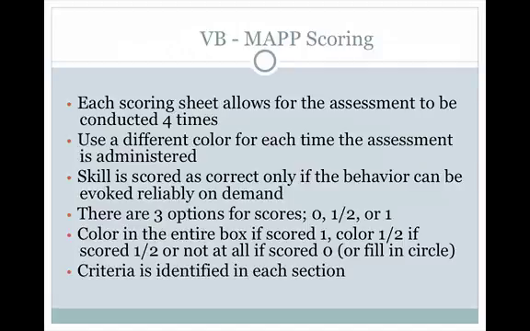Just like in the ABLES, the scoring sheet will enable you to use this multiple times. And just like the ABLES, you'd use a different color each time the assessment's administered. The skill is scored as correct only if the behavior can be reliably demonstrated. And just like on the ABLES, we have levels at which we can indicate the possession of the skill.